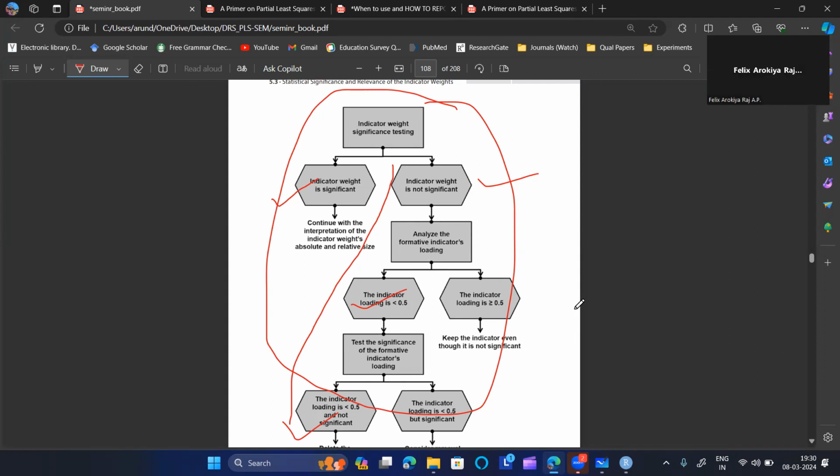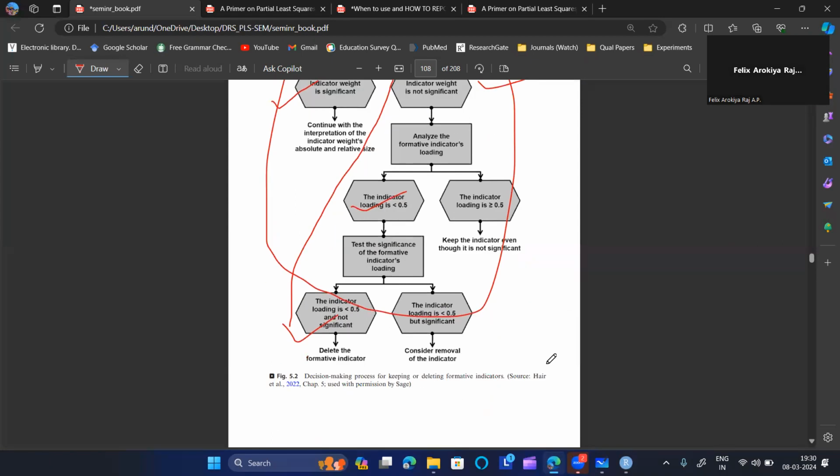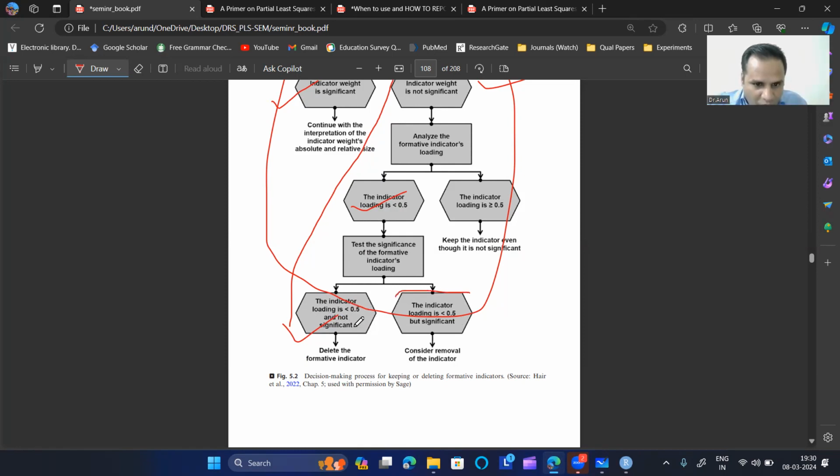Sir, can you scroll a little down, sir? So here, when the loading is less than 0.5, we check the significance, and if it is significant, then we don't remove, we retain it. But if the loading is less than 0.5 and it is not significant, then we delete it. Here the indicator loading is less than 0.5 but significant. Consider removal of the item. Again, here you can remove it.